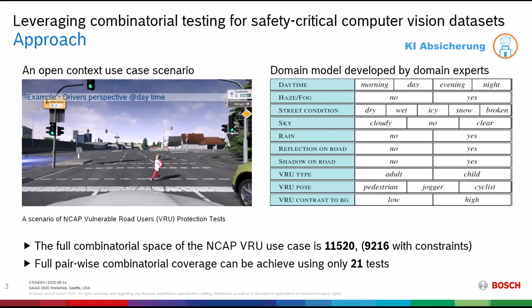We suggest combinatorial testing, which has proven to be an effective testing method in various domains. Combinatorial testing does not explore the whole combinatorial space of all dimensions, but only the whole combinatorial space for subsets of dimensions. This results in a significant reduction of tests. For example, the full combinatorial test space in this example is 11,520, and 9,216 with constraints. The full pairwise combinatorial coverage for this example can be achieved with 21 abstract tests.